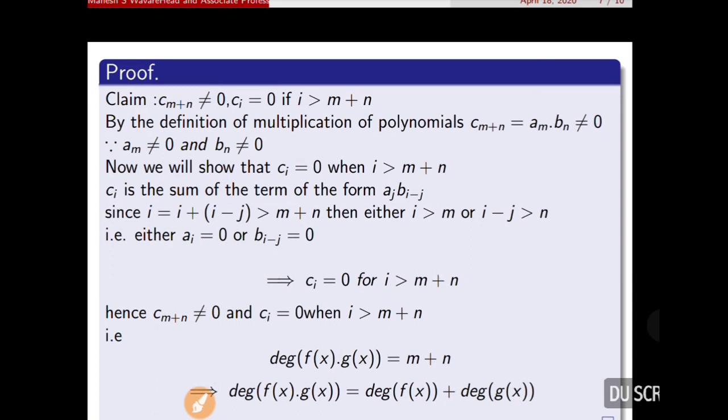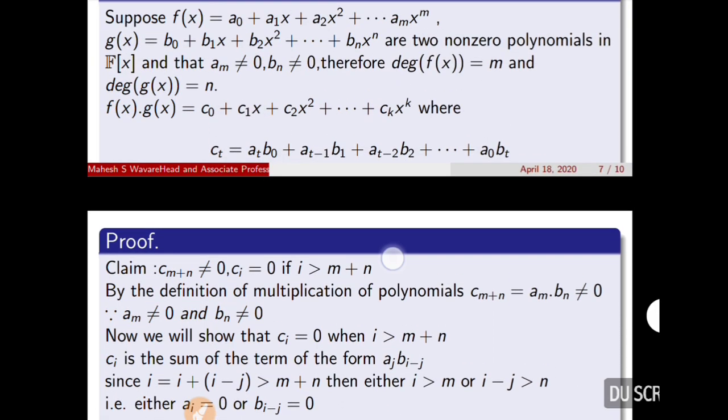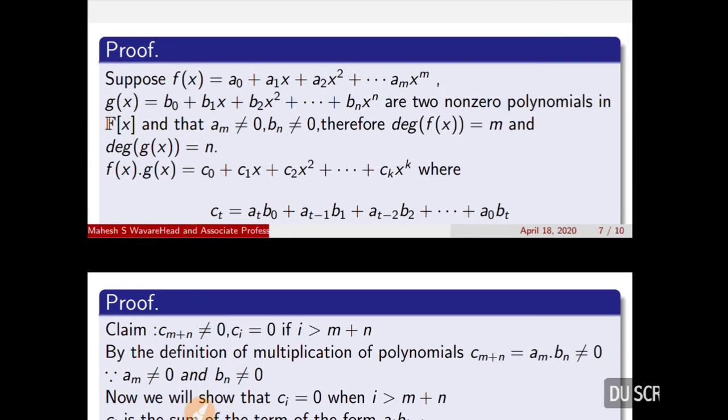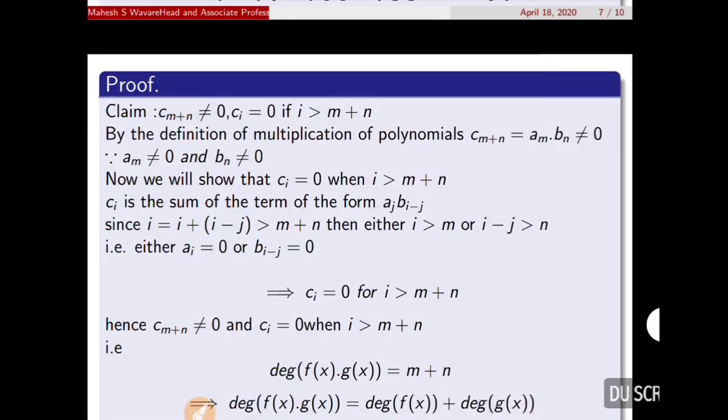So we want to show that its degree is m plus n. Means in the product f(x) g(x) that you have defined here, you must have c_{m+n} non-zero, and the later terms c_i must be zero when i is greater than m plus n, all those terms must be 0. And by the definition of multiplication of polynomials, what is c_{m+n}?